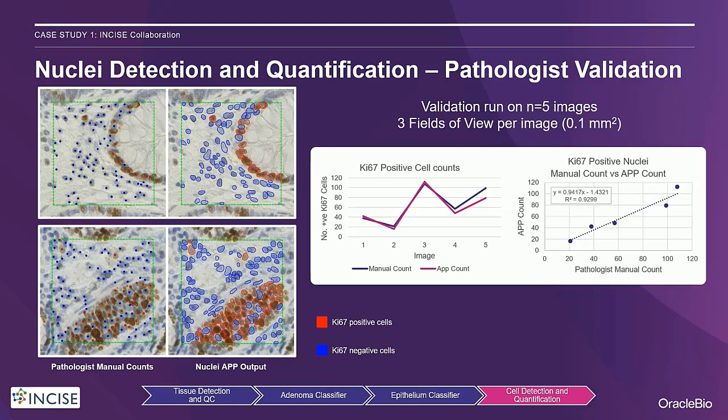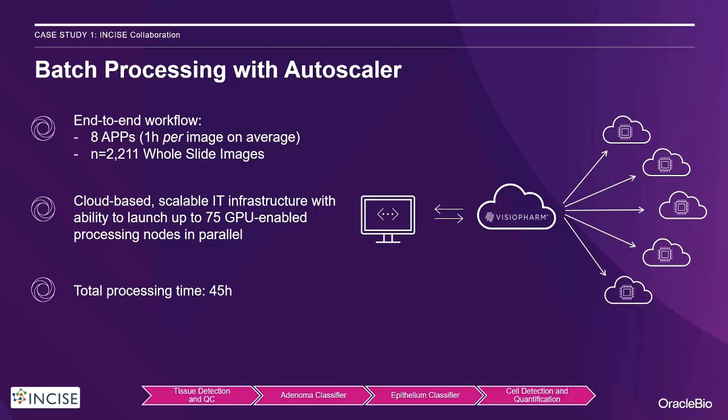Then on the right-hand side, we can see the correlation between both the manual and automatic counts for the positive cells. And again, image 5 seems to be skewing the data slightly, but the correlation coefficient is still pretty high at almost 0.93. Okay, so once we were happy with the performance of our apps and the workflow setup, we were ready to batch process all 2,000 odd images and generate data.